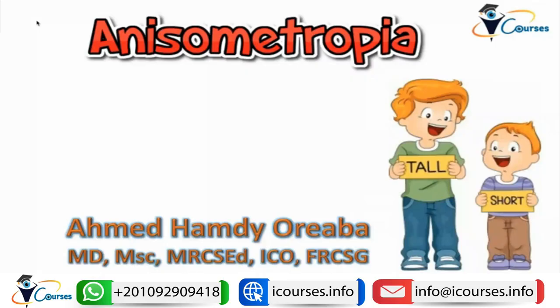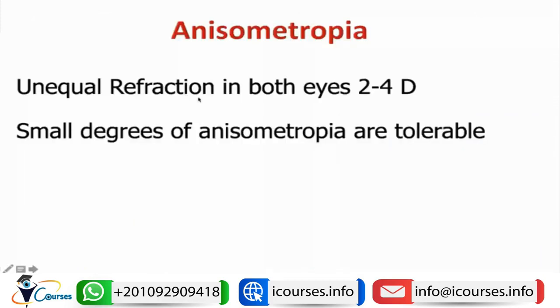So it means that there will be unequal refraction in both eyes. Is there a specific difference between both eyes, about 2 to 4 diopters? Usually it is named anisometropia. Less than that, usually it is more tolerable by the eyes, so usually they are not significant and don't cause any significant problems.